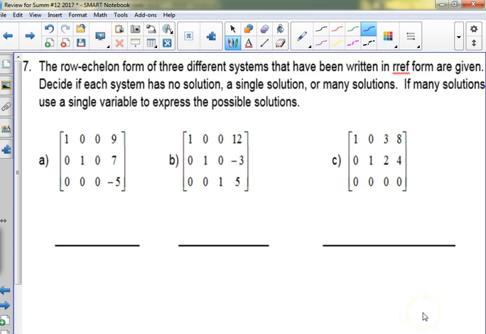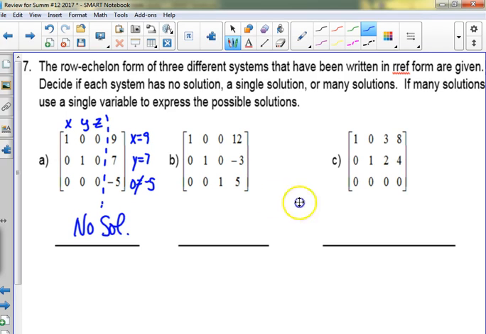Yes. Okay, great question, which is not only on the quiz, but on the final. This is number 7 on the review for quiz packet. If these are X, Y, and Z, and this is an augmented matrix, this sentence says X equals 9, Y equals 7, and 0 equals -5. What does that mean? No solution, right, for that one? Everybody okay?